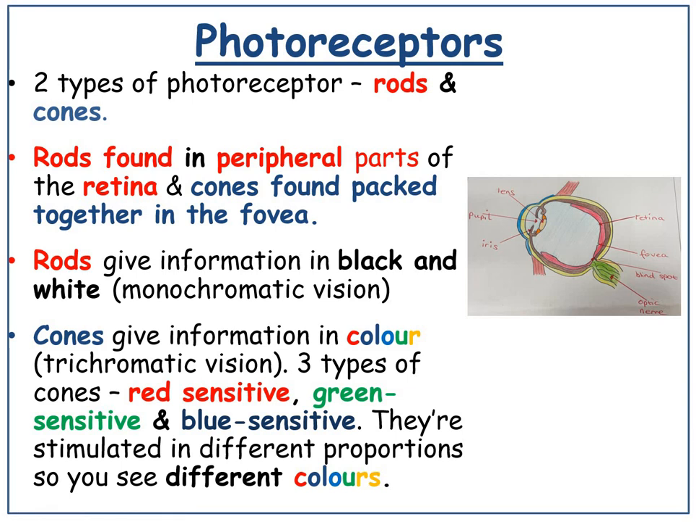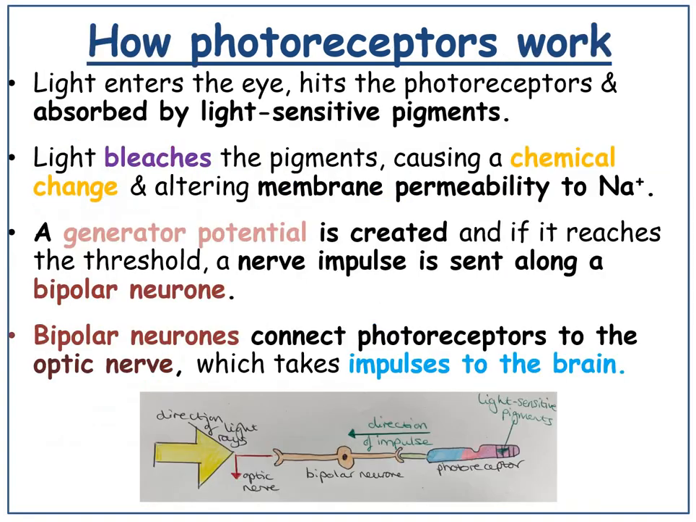Rods give information in black and white, so it's called monochromatic vision. Whereas cones give information in colour, so it's known as trichromatic vision. And there's three types of cones: red sensitive, green sensitive, and blue sensitive. You can't say red cones, green cones, blue cones, because they're not actually red, green and blue. They're just sensitive to that type of light. So you've got red sensitive cones, green sensitive cones, and blue sensitive cones. And they're stimulated in different proportions, so you can see different colours.